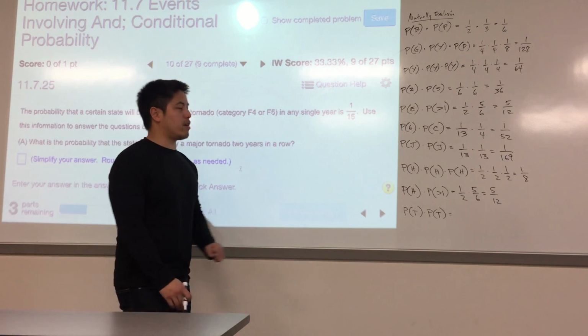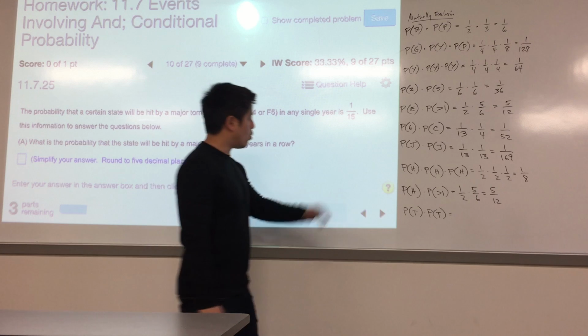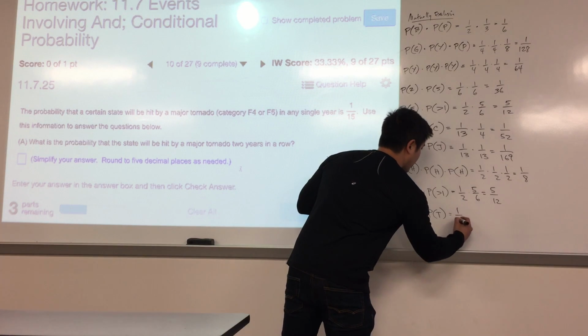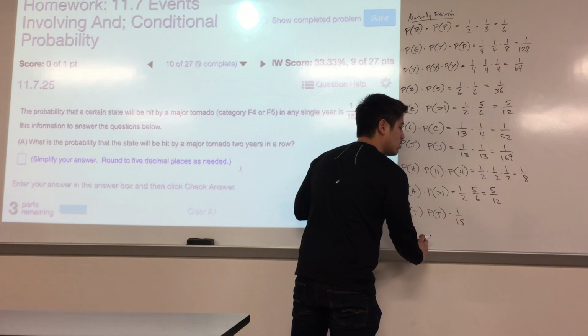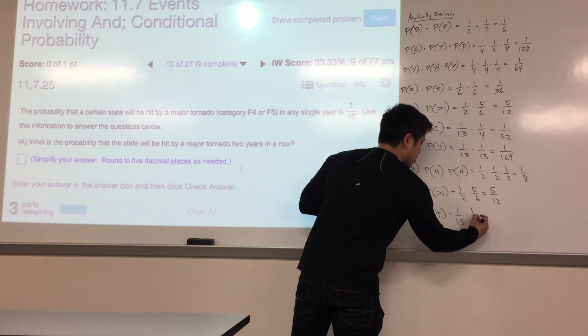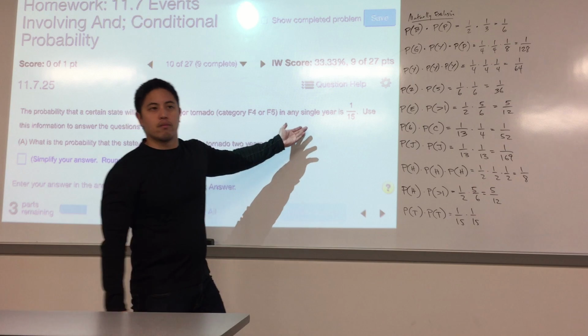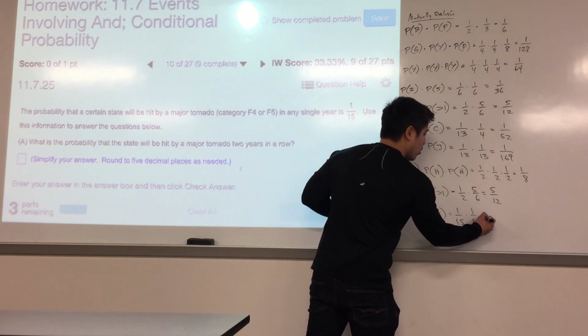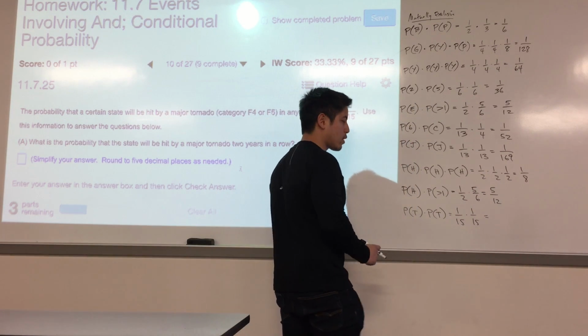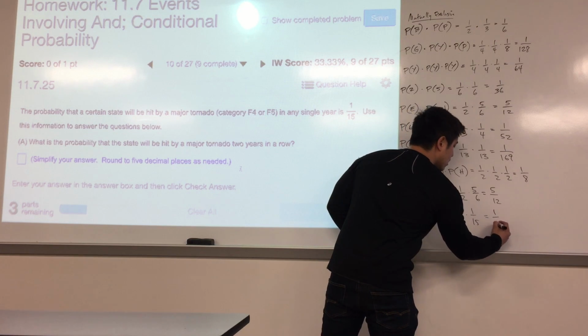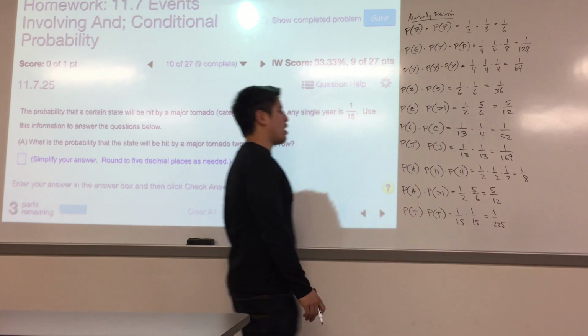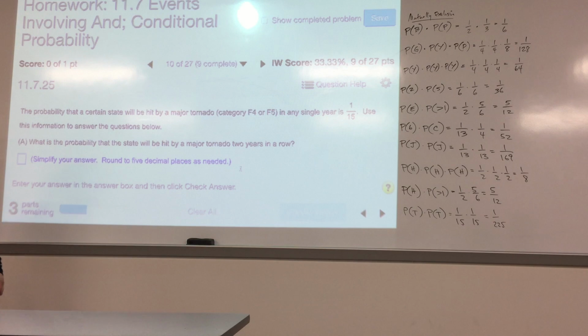Now, what's the probability of getting a tornado? 1 out of 15. What's the probability of getting it the second year? Another 1 out of 15. It doesn't change. The probability is still the same. Or according to them, right? So therefore, what's the fraction? 1 out of what? 225. Now, let's pause for a moment here because things have changed just a bit.